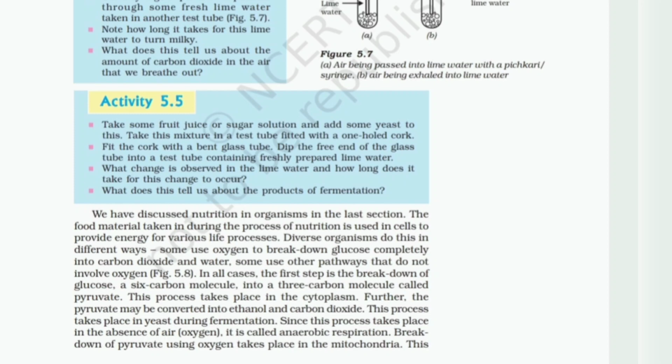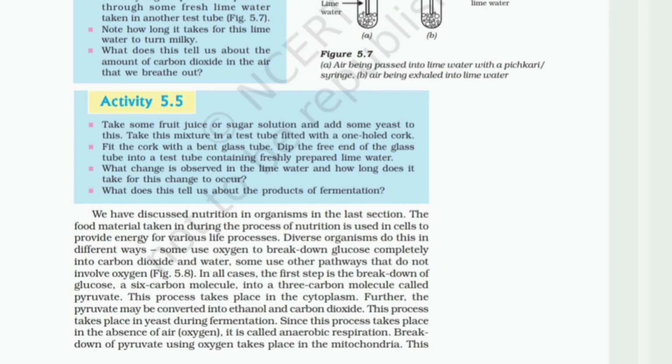We have discussed nutrition in organisms in the last section. The food material taken in during the process of nutrition is used in cells to provide energy for various life processes. Diverse organisms do this in different ways. Some use oxygen to break down glucose completely into carbon dioxide and water. Some use other pathways that do not involve oxygen.